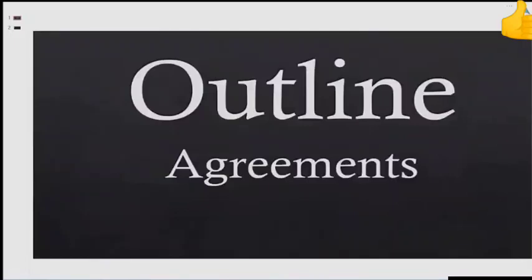In this section, we will talk about outline agreements. What are outline agreements? These are short-term and long-term agreements with the vendor to supply goods under certain conditions. We'll understand what those conditions are and why we need to do them. Basically, there are two types of outline agreements, and we are going to see both those types.